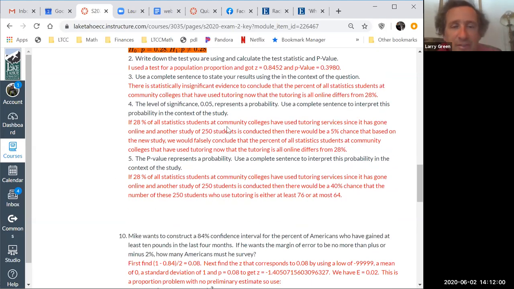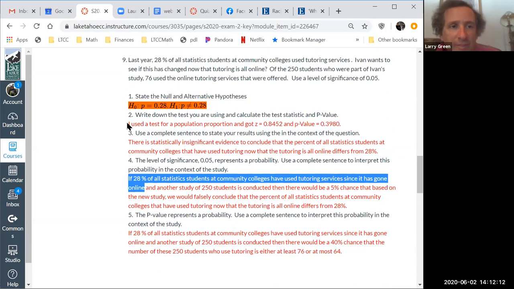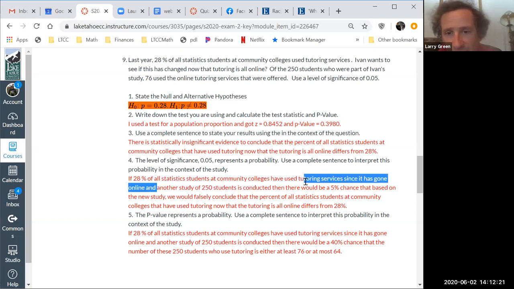Okay, level of significance represents probability. So if 28% of all students at community colleges have used tutoring services since it has gone online, that's a restatement of H naught. And that's how you always start, whether you're doing level of significance or p-value. And another study of 250 students is conducted. Then there'd be a 5% chance, based on the new study, that we would falsely conclude that the percent of all statistics students at community colleges that have used tutoring now that the tutoring is all online differs from 28%. Any questions on part 4?